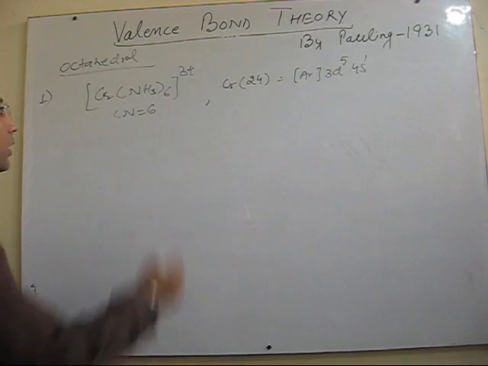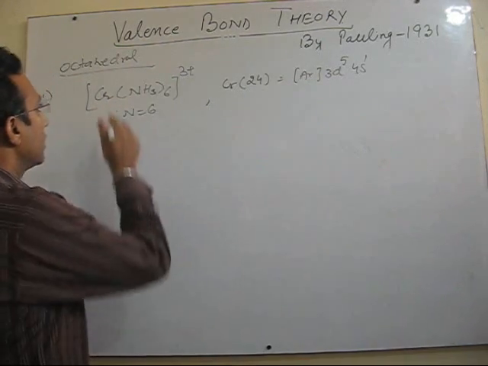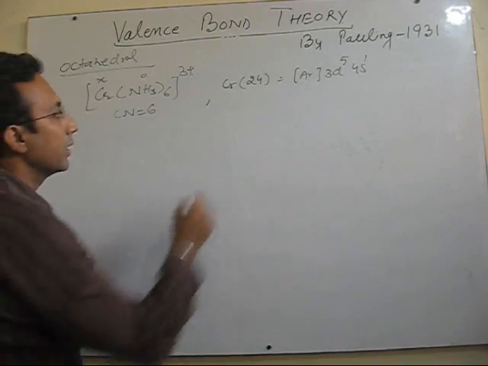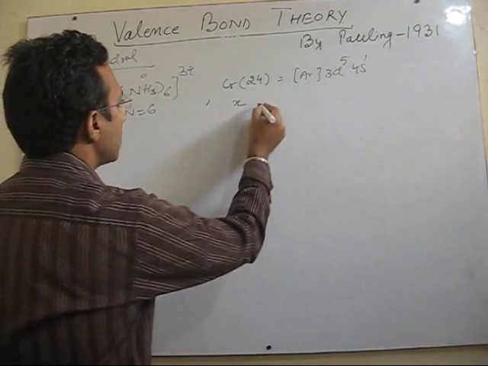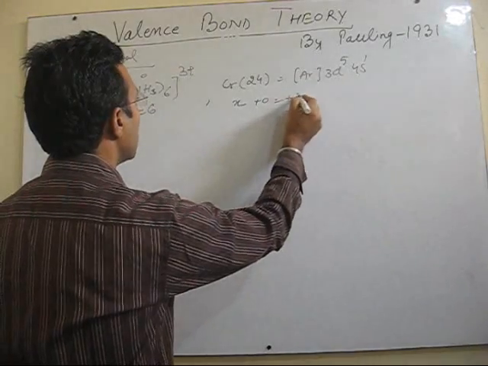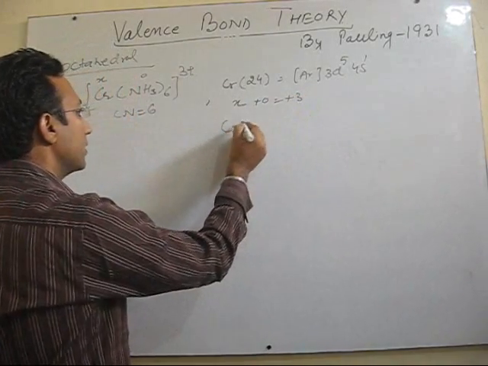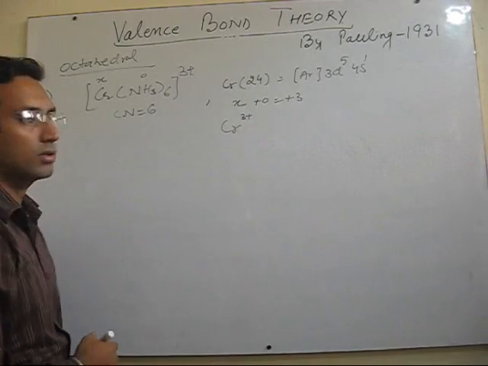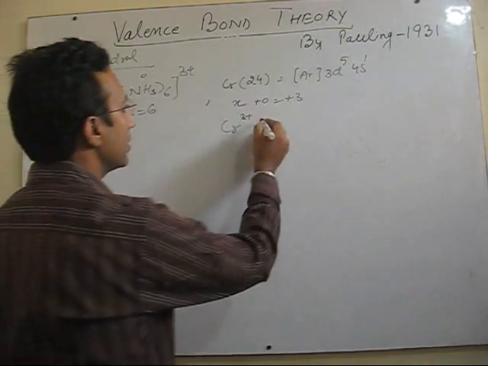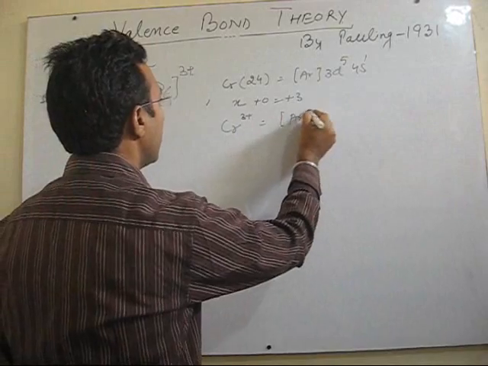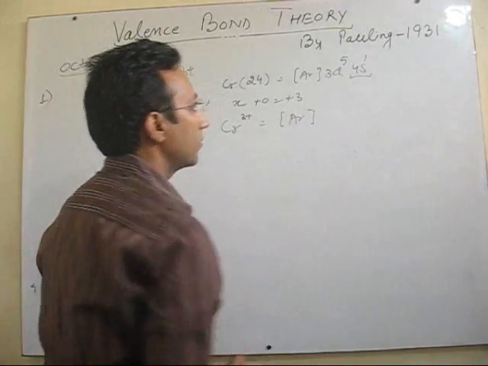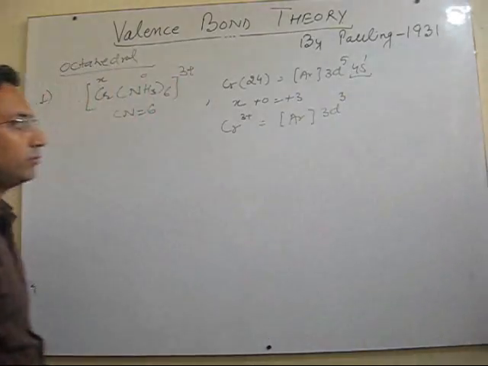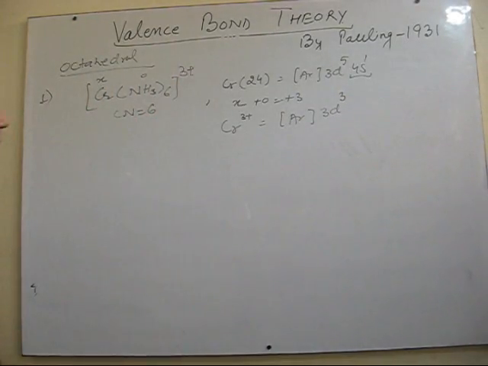Fine. Now you should be able to calculate the oxidation state, putting here X. Ammonia is a neutral ligand, so X plus 0 is equal to plus 3. So chromium present in this complex is in the plus 3 oxidation state. So you should be able to write the electronic configuration of the plus 3 ion. So it is argon. Electrons are to be removed from 4s first. So it will be 3d3.